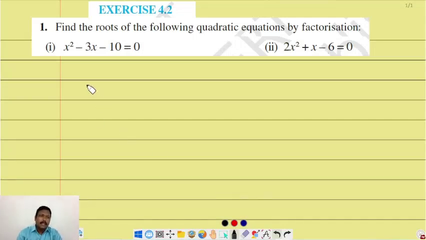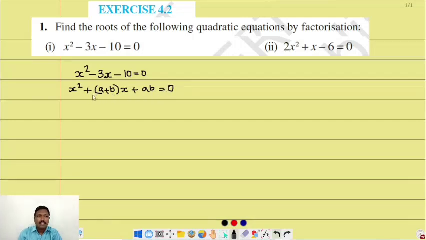See here, x squared minus 3x minus 10 is equal to 0. Now you have to check the product of two numbers. We can compare with the equation x square plus (a plus b) of x plus ab. With this equation we can compare this.